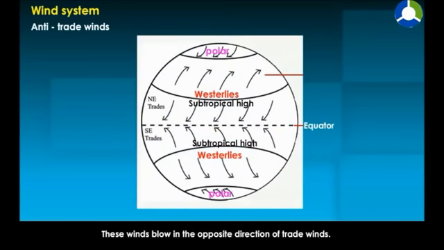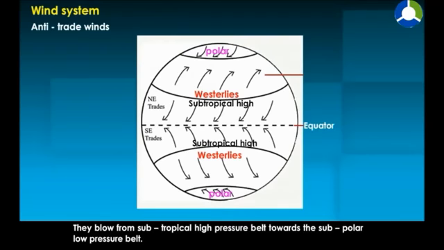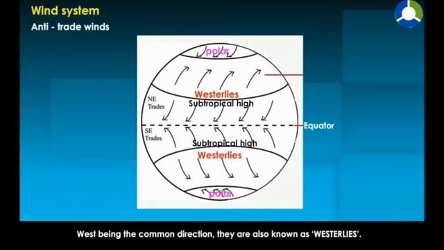Anti-trade winds. These winds blow in the opposite direction of trade winds. They blow from subtropical high pressure belt towards the subpolar low pressure belt. West being the common direction, they are also known as westerlies.